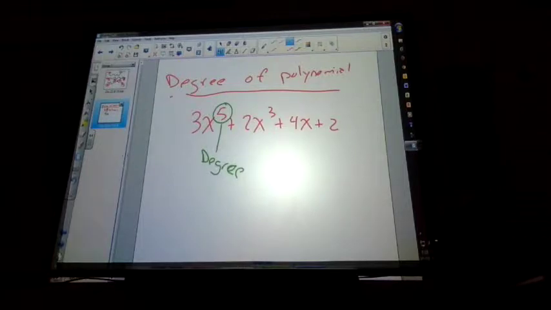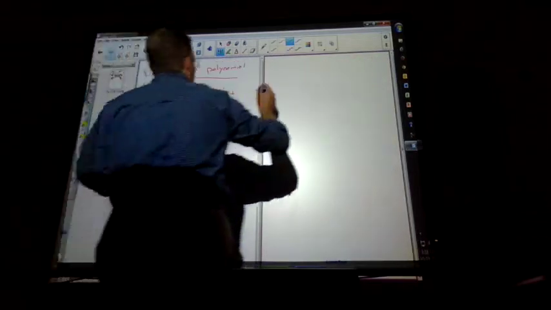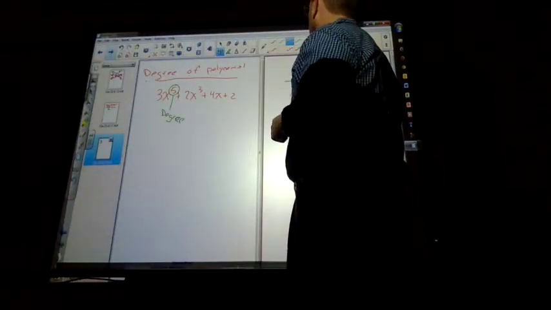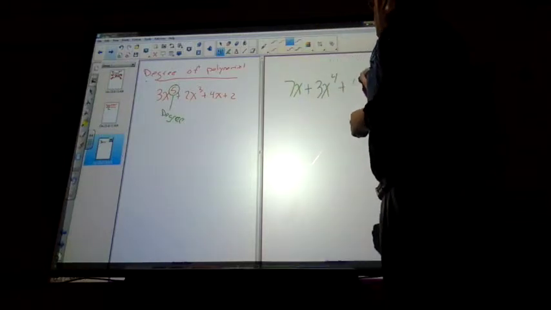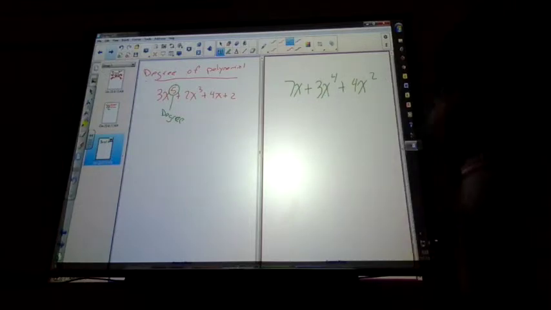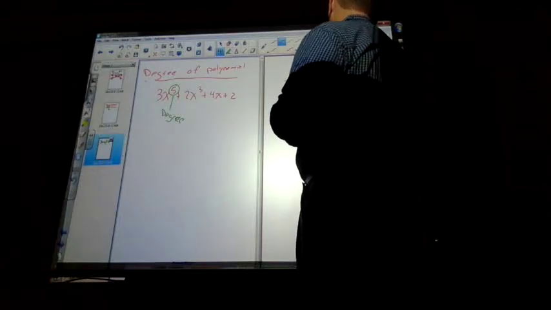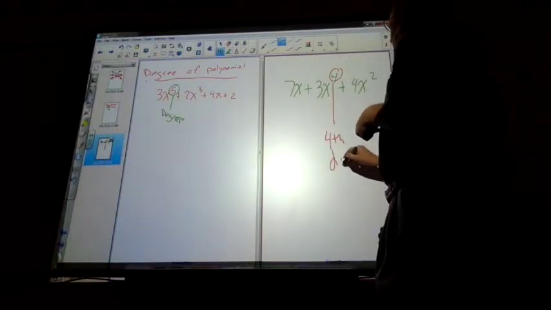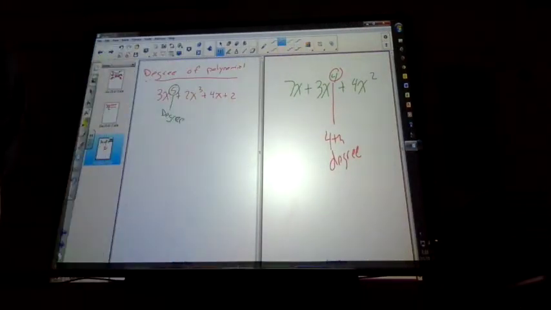Okay? It doesn't have to be that way. You could have a problem like this. What's the highest exponent? 4. So this is a fourth degree polynomial. Just because it's not in standard form, it doesn't matter.